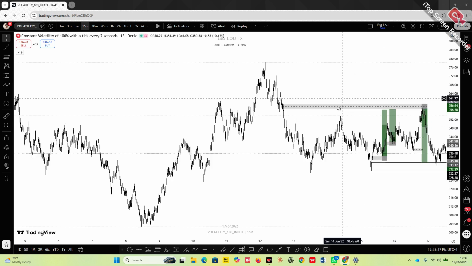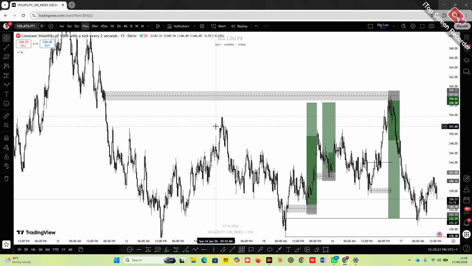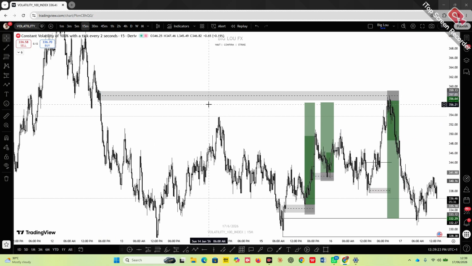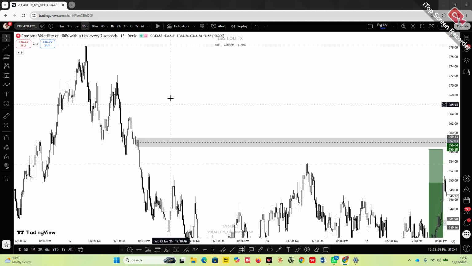I marked out my valid zones in the premium. I marked out this zone, which is the closest unmitigated supply zone on my premium level. There's another. Okay, this is the closest unmitigated. The farthest one is this one. This is extreme premium. So I knew that price would get here, if anything.